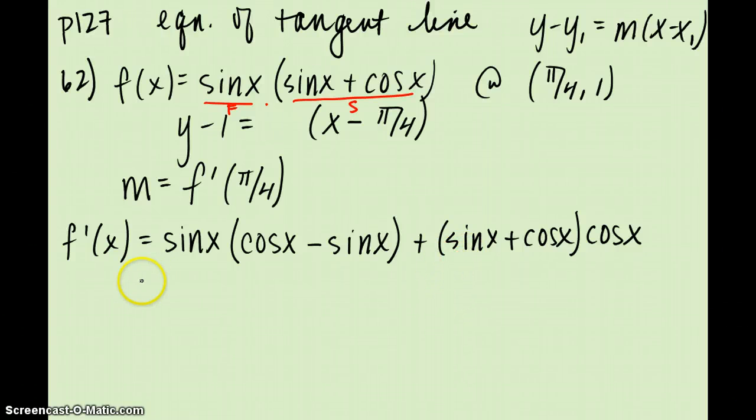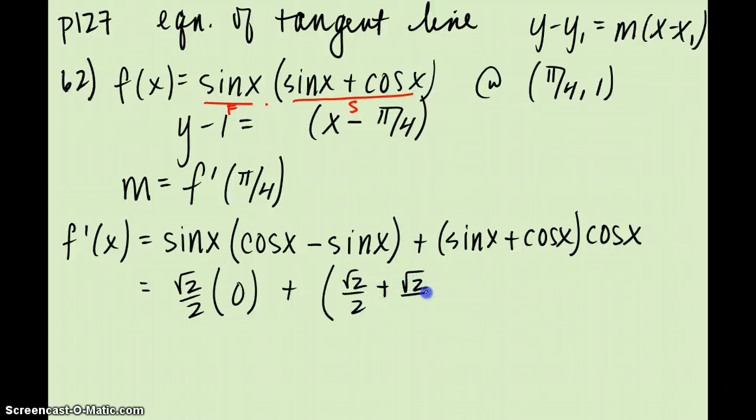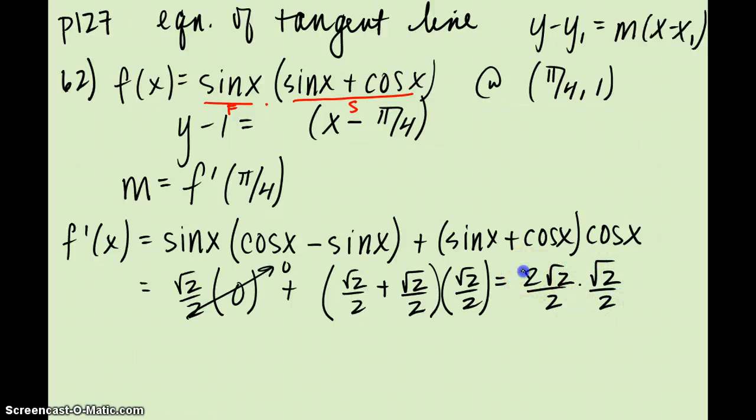Alright, so now plugging in pi over 4. So sine of pi over 4, square root of 2 over 2. This works out nicely. Sine and cosine are equal at pi over 4, so that would be a value of 0. Again, them being equal, square root of 2 over square root of 2 plus square root of 2 over square root of 2, and then times the square root of 2 over 2. So that goes to 0. When I add these together, I get 2 root 2 over 2 times square root of 2 over 2. They cancel, so I just get a value of 1.